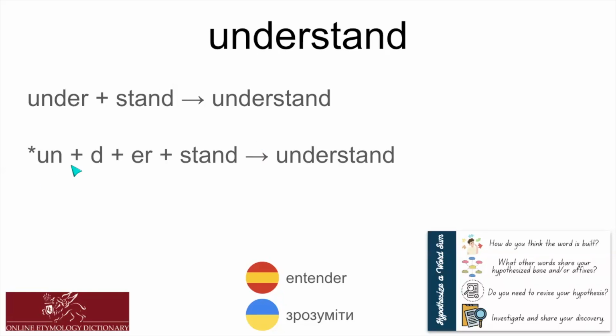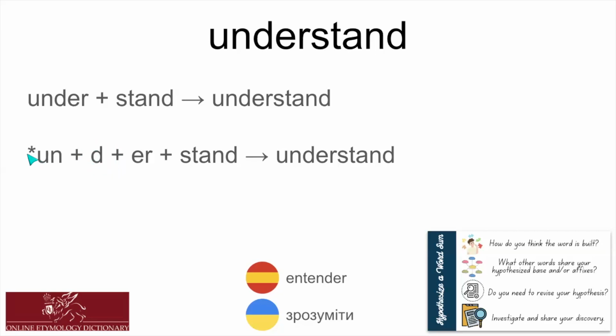However, that would mean that this letter D here would be a bound base. Now, I'm not saying it isn't a bound base, but right now I can't think of any other words where D all by itself is a morpheme that has meaning. I just think it's the letter D. So this can't be my hypothesized word sum, because I can't think of anything that would share this letter D as a base.